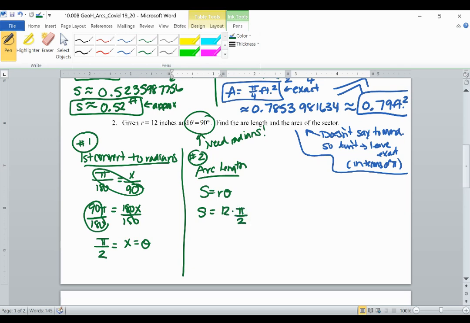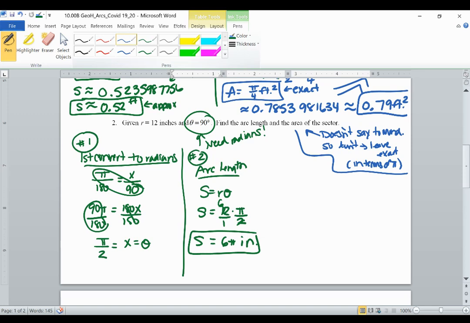Now also remember, you do not need the arc length in order to find the area of the sector. I'm asking you to find both for these, but you only need to find one or the other. You don't need your answer from arc length to find the area. Put this over 1, and we get 6 pi, and this one is in inches for our answer. So that would be our exact value.